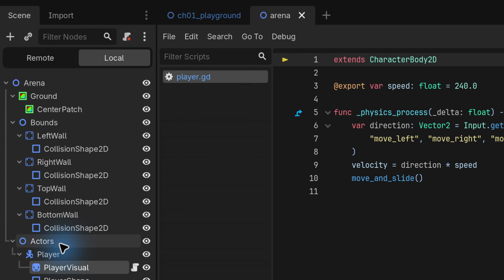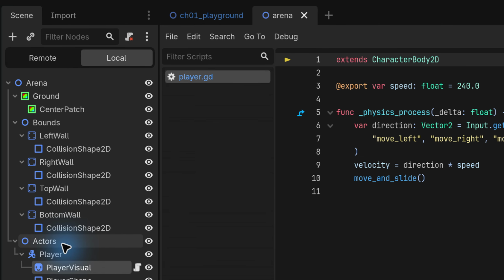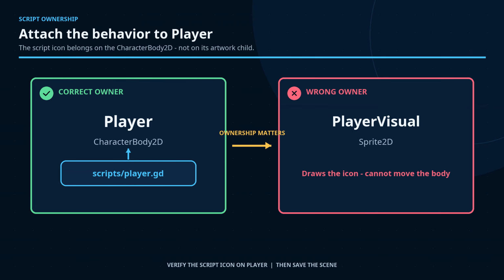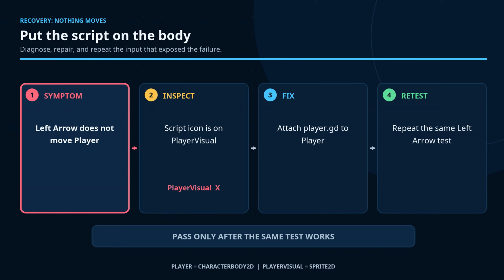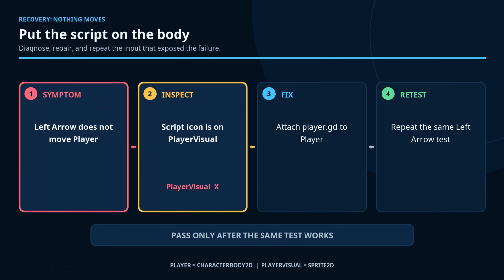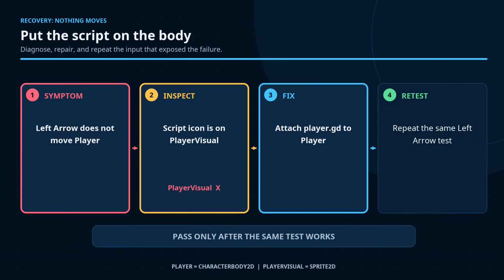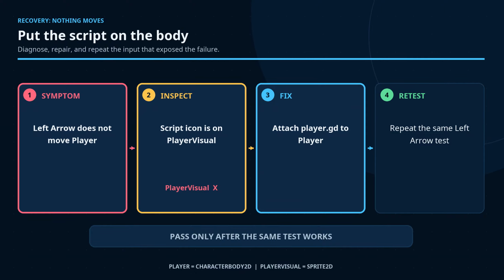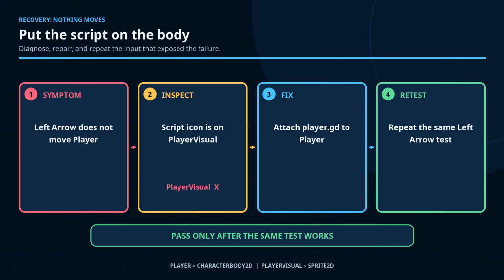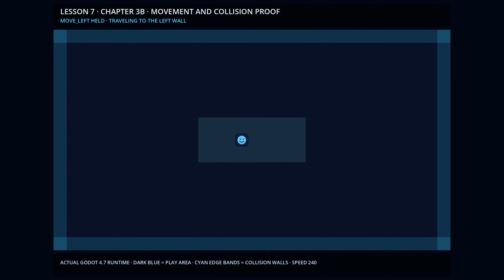If nothing moves or Go rejects the script, stop and inspect the scene doc. The script must be attached to player, not player visual. Player is the character body 2D. Player visual is only a sprite 2D. Move the attachment to the correct node, save, and repeat the original left arrow test.